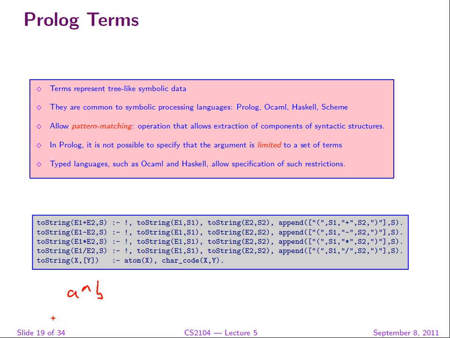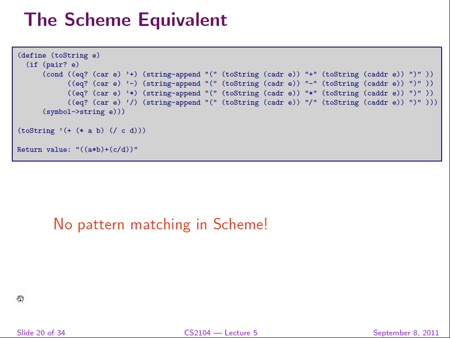And this is the problem with an untyped language. There's no way to say here that these are the only types of expressions that we allow. That's because the language is untyped. What we would like to be able to do is restrict the operators to those four or five kinds. Okay? This is the Scheme equivalent. Scheme is even worse, right? It sort of has type. It sort of has symbolic data, but we don't have pattern matching.